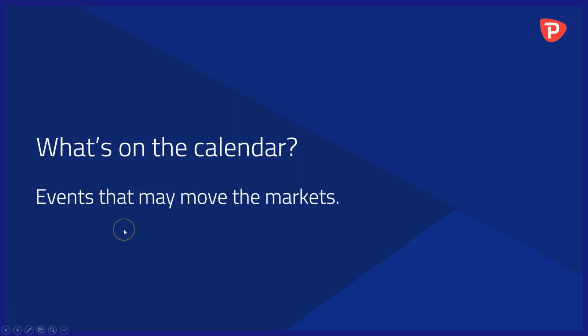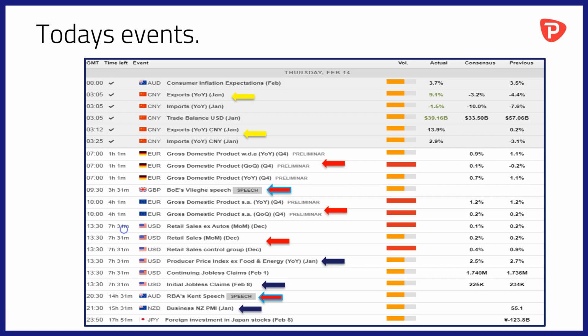Okay, what's on the calendar then? Events that may move the markets today. Well, we already had some data out of Asia Pacific. As I hinted, we've had consumer inflation expectations for February out of Australia, and they were better than expected, or certainly better than the prior read. But perhaps more importantly, we've had balance of trade, imports and exports data out of China for the month of January, and we'll come to look at those numbers a little bit later on in the video.